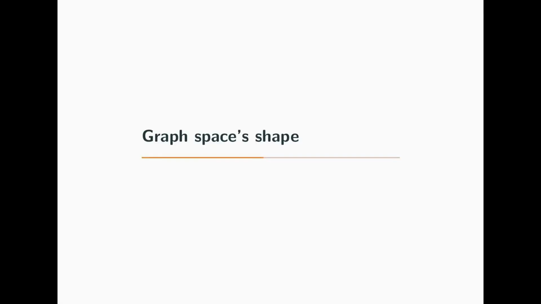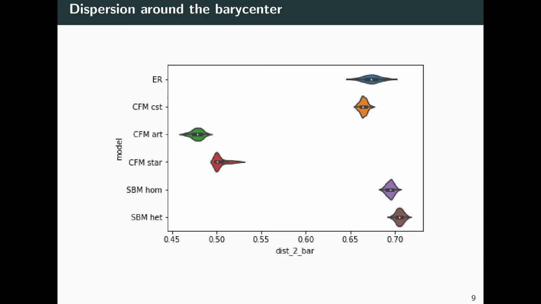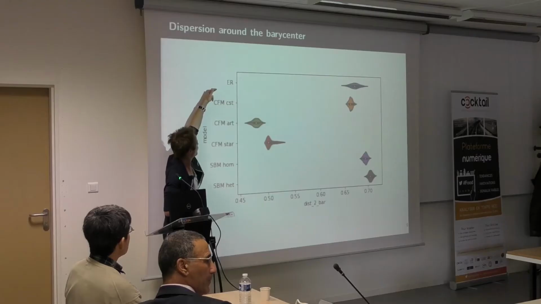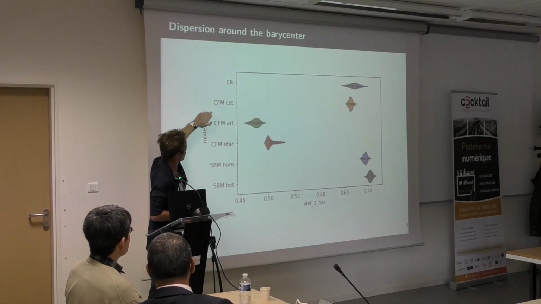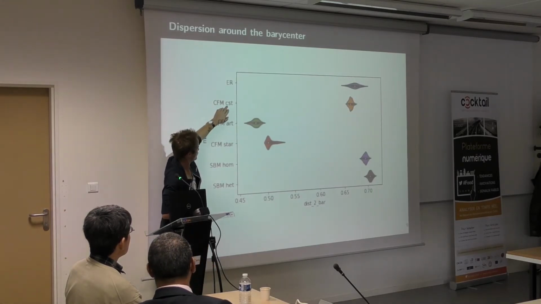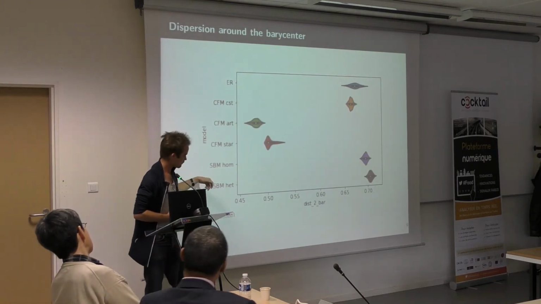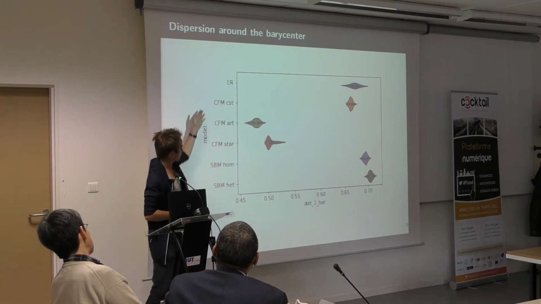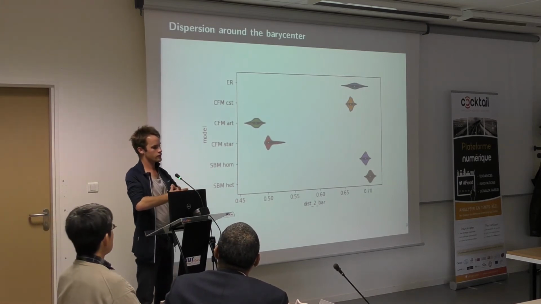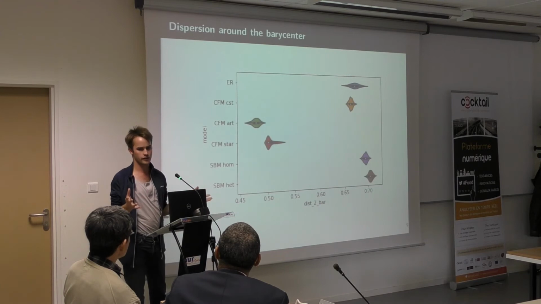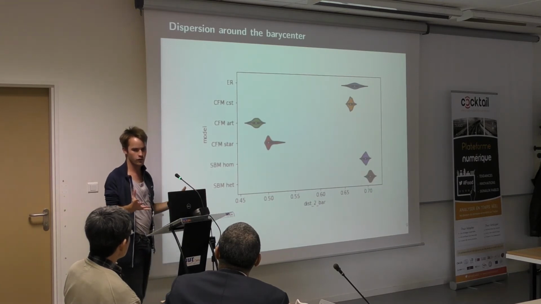So to enter the topic, the first thing we looked at is the shape of this graph space. And here, what we compute is for different models, Erdős–Rényi, and configuration model with different degree distributions, and two stochastic block models. All those models, we choose them such that they have the same cardinality. So the size of the ensemble is the same.